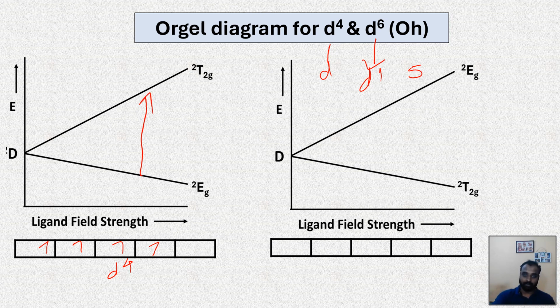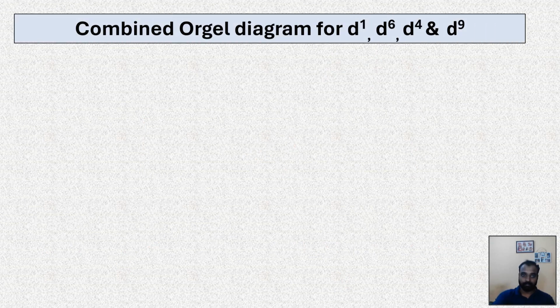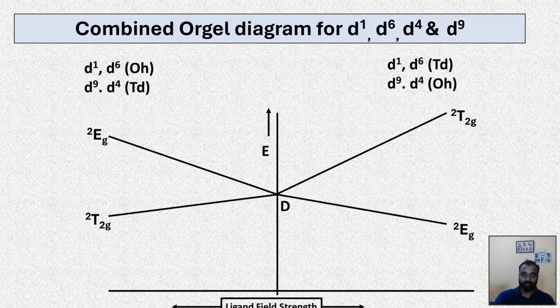to T2G. And for the octahedral D6 system, 5 and 6 electrons are there. The term is D, and the multiplicity is equal to 5. Here the only change is in the spin multiplicity. In the earlier case, the spin multiplicity is 2. In the case of D6 and D4, the multiplicity is equal to 5, and the transition is from T2G to EG energy level. Here is the combined Orgel diagram for D1, D6, D4 and D9.